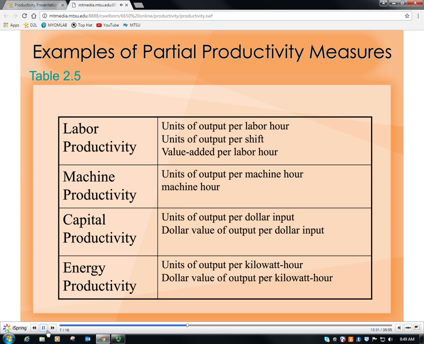Again, we can create lots of different definitions, lots of different operational definitions. It's just what's important to your particular industry, in your particular process. What are the cost drivers? What makes your costs go up? Whatever makes your costs go up, that's what I want to measure productivity against.